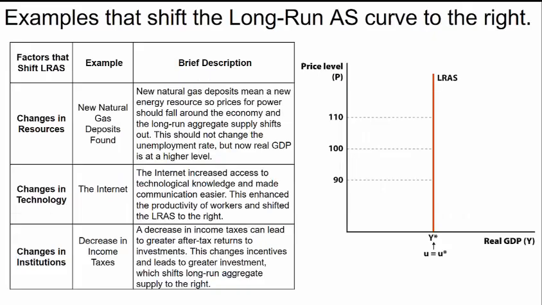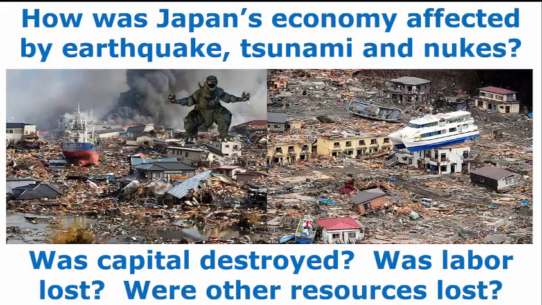All right, so here's some examples. You could do these yourself, but if we get new natural gas, the internet is invented by Al Gore, or lower income taxes, those will all shift the AS curve, long run and short run, both to the right. Now let's talk about when you have negative growth.